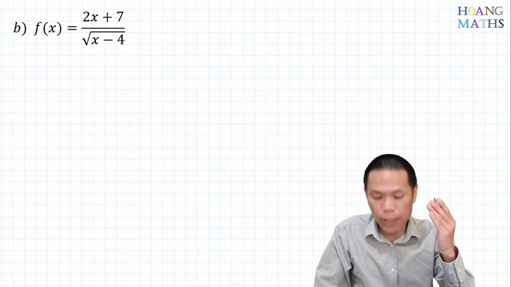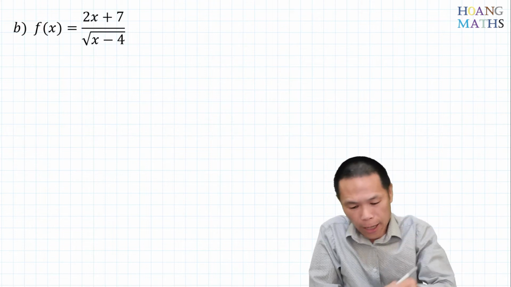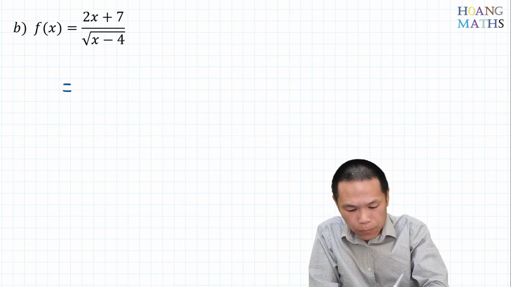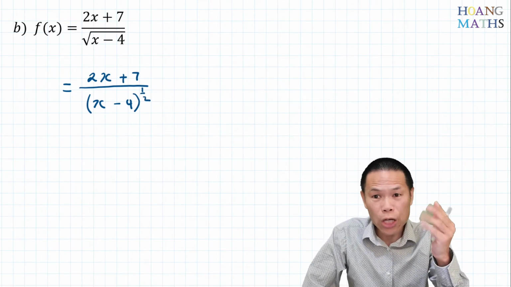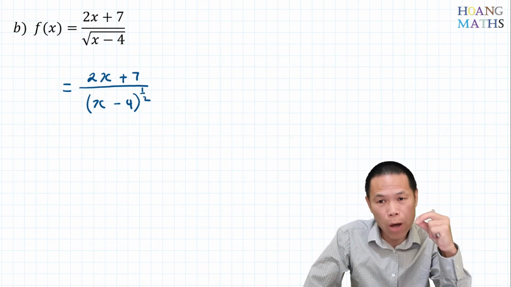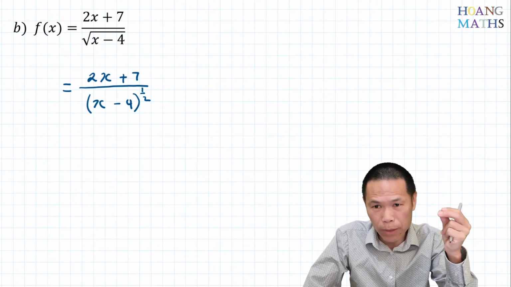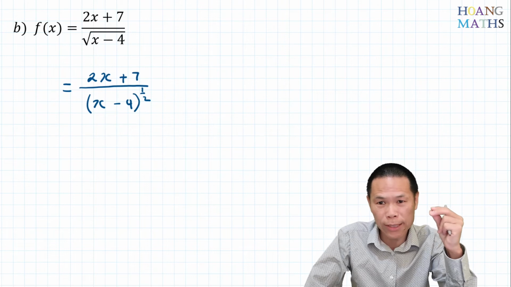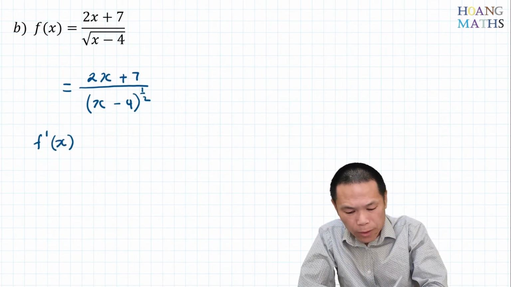So first thing is we need to write in fractional form first for the sets, okay? So I just write equal 2x plus 7 over x minus 4, power of a half. So now we differentiate the top, then we times the bottom. And then we minus, differentiate the bottom, and we times the top, over the bottom squared. That's the process, okay? So I just write f dash x is equal.